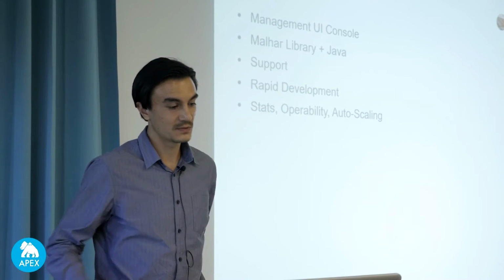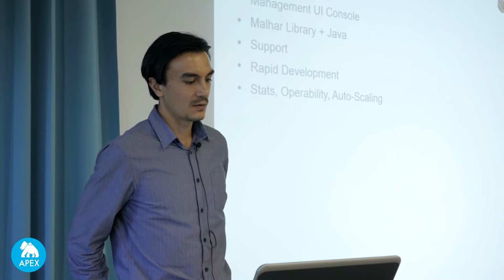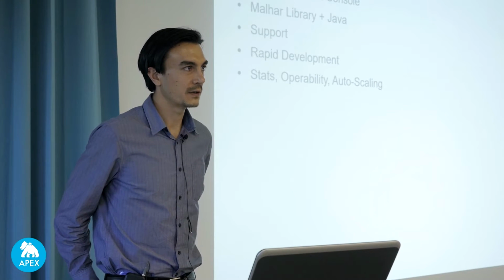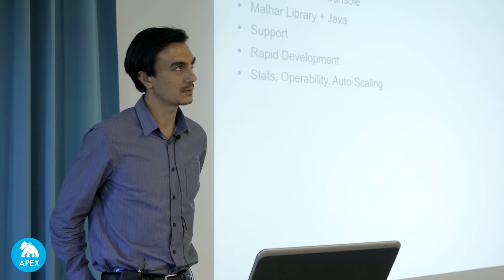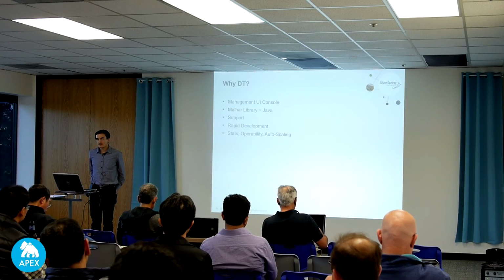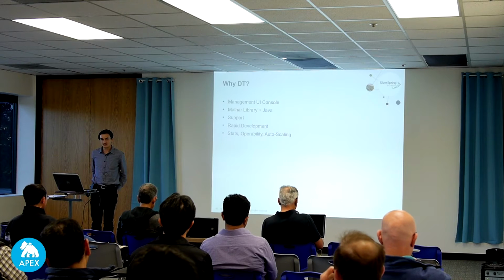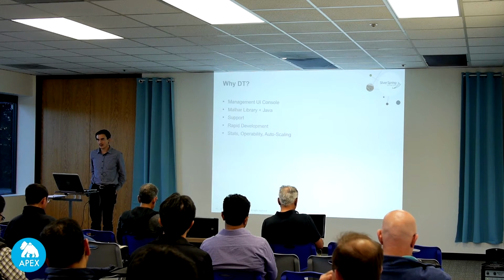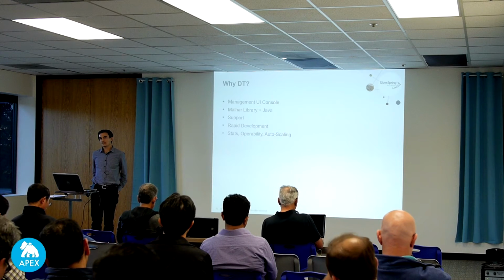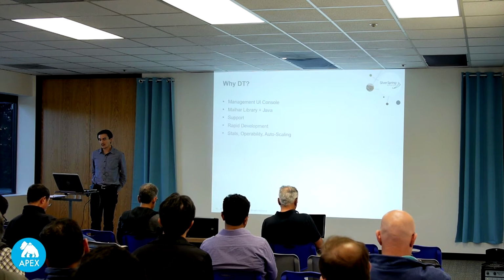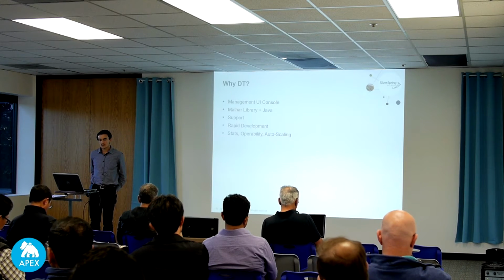Okay, so why did we choose Data Torrent? We evaluated our decision about a year and a half ago. At that point, Data Torrent was version 2.0. We looked at the management UI console. We thought that was a very big value add over Spark. We thought that would highly enable us to do a handoff to an ops team from our development team. Seemed like something that was going to allow us to get started a lot faster.